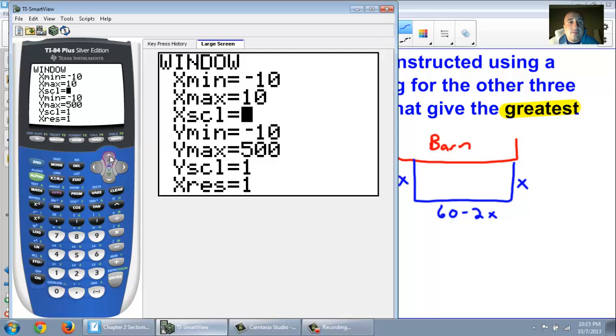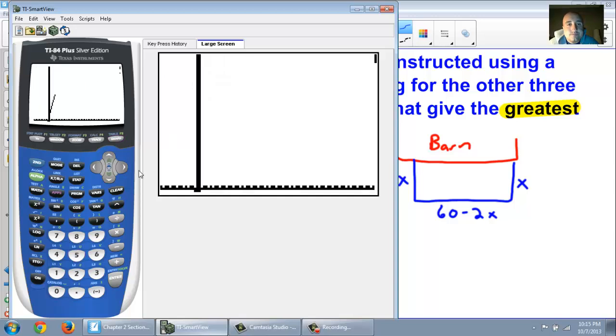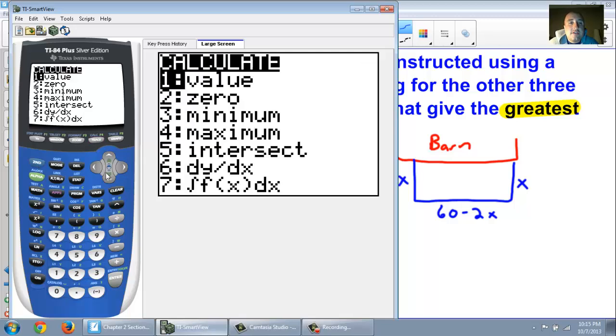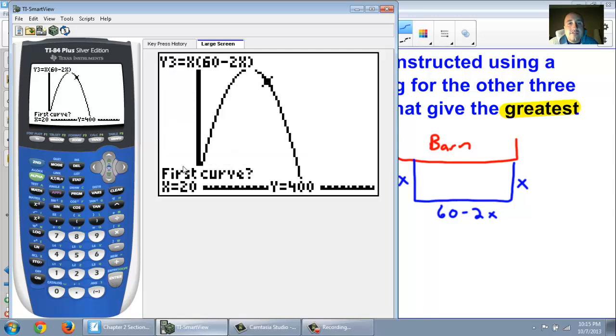I'm also going to go some to the right because it looked like I needed to, so I'm just going to change my x maximum to 50. Okay, what do you notice? There it is. There's the maximum of my graph. So that is now what I need to find. So go back to example 1, second trace. Now we're going to find number 4, which is a maximum.